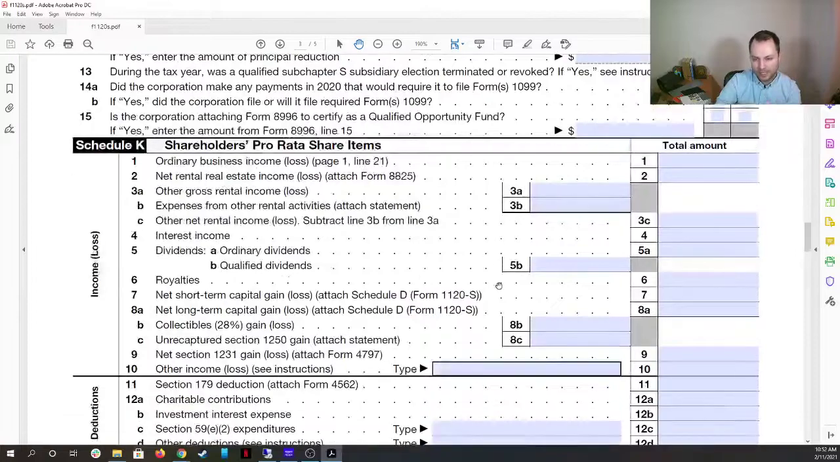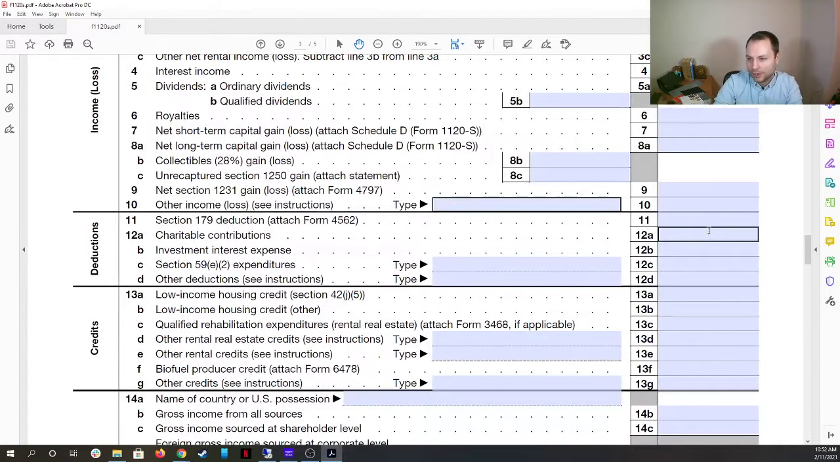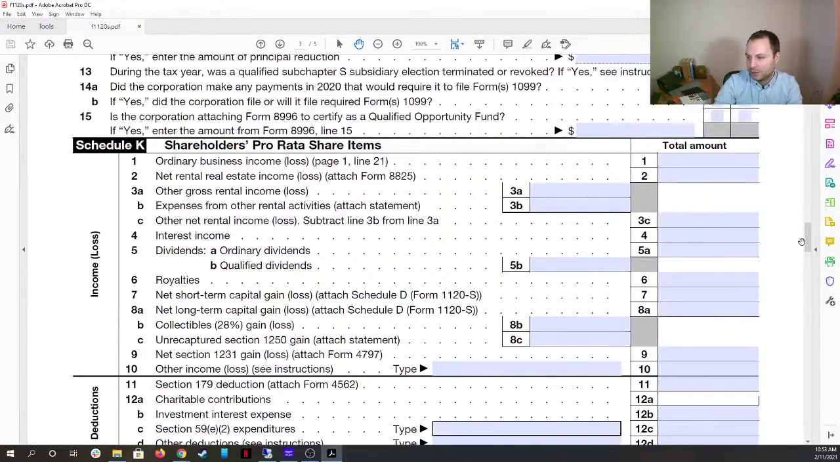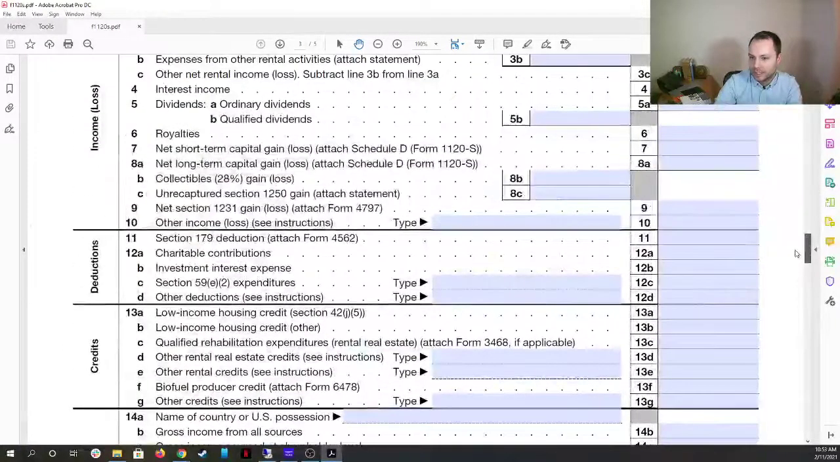So like I said before, this is going to detail the different types of income that are going to show up. You'll see section 179 in here as well for your depreciation. So that'll show up there, split out. Any charitable contributions your S-Corp made will be here. They will not be deducted up on here because it's not a deductible expense for an S-Corp. It's a pass-through expense.